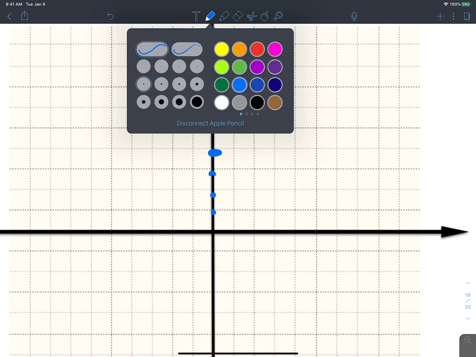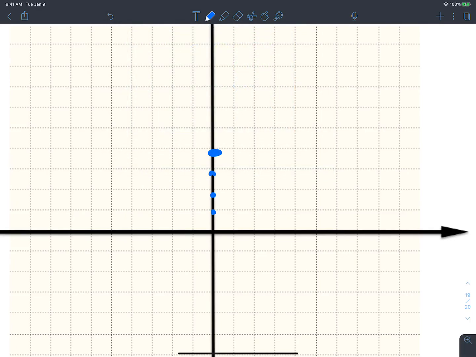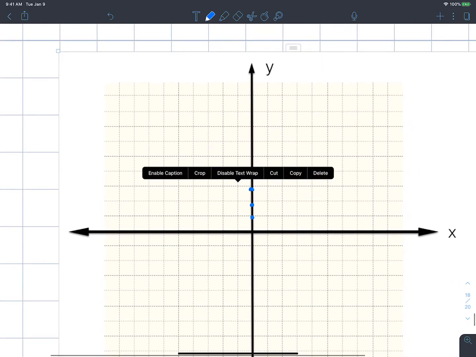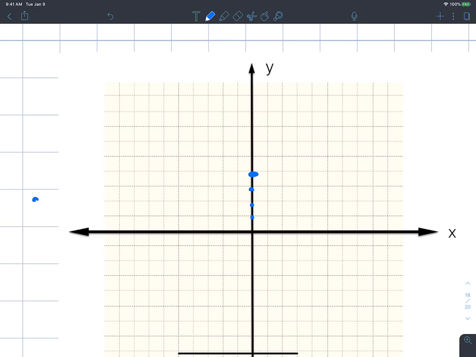I don't know what that is. Oh, come on. It doesn't like that. Okay. Let's erase this and start over.